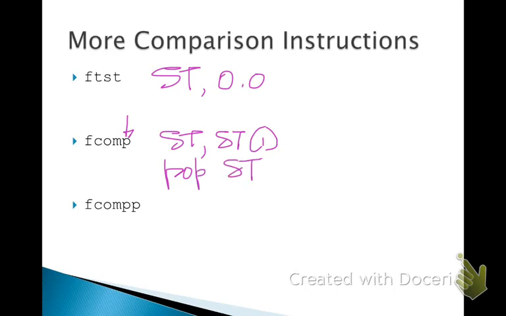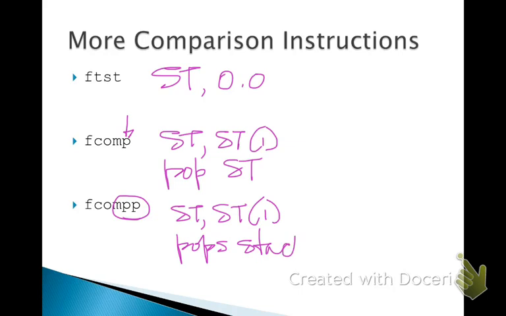You're going to love this one, because I've got two P's here. This compares ST and ST1, and then it sets C3, C2, and C0 according to the results, then pops the top of the stack twice. So it pops stack top and stack top 1.